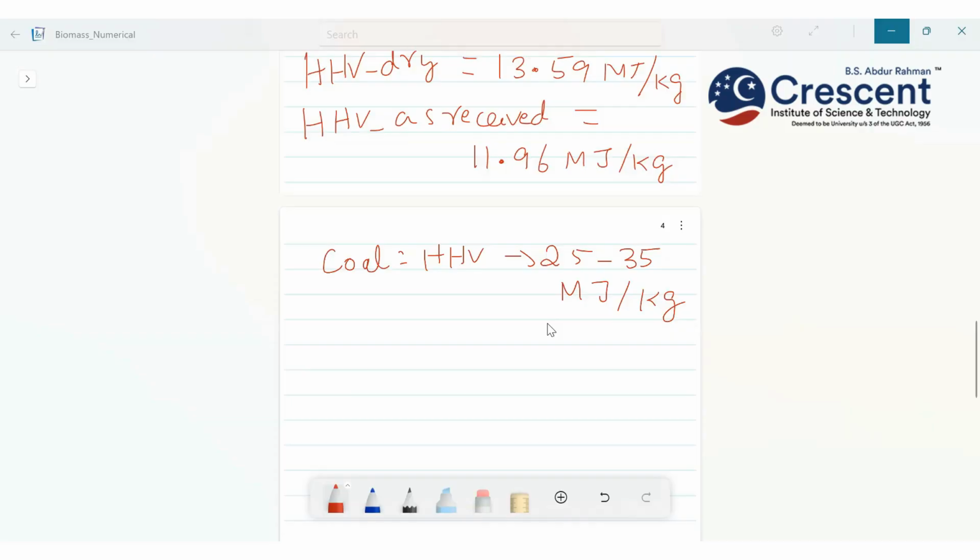So for that reason only, this problem is explained here. Hope you understand this problem.